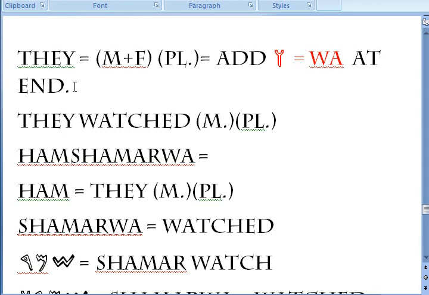Unless you're speaking about, let's say for instance, the word "kingdom," which would be malakhoth, where the "oth" is feminine plural. The reason it's feminine plural is because we are married unto the Most High, so the Most High considers us to be like a woman. But for the most part, if you're speaking about we or us, or them or they, when it involves male and female, the masculine form always takes over. So "they," male plus female plural, you add the "wa" at the end. For instance, "they watched," male plural, hem shamaru.